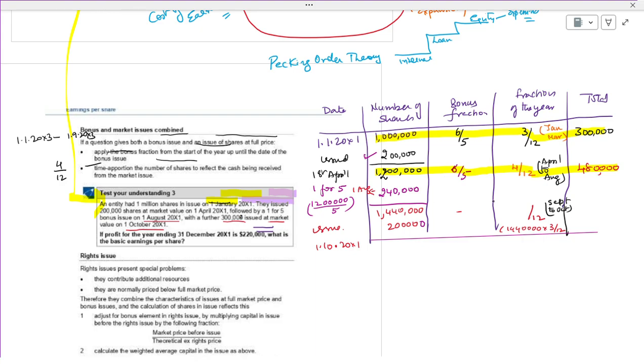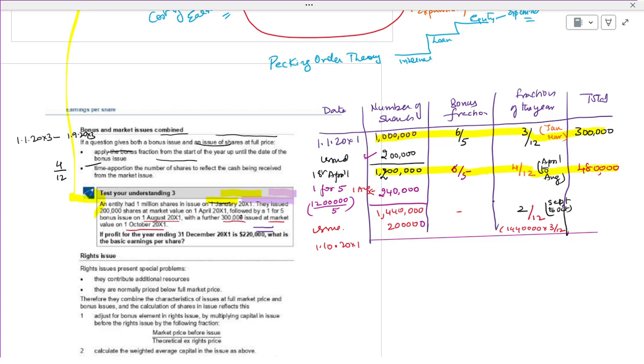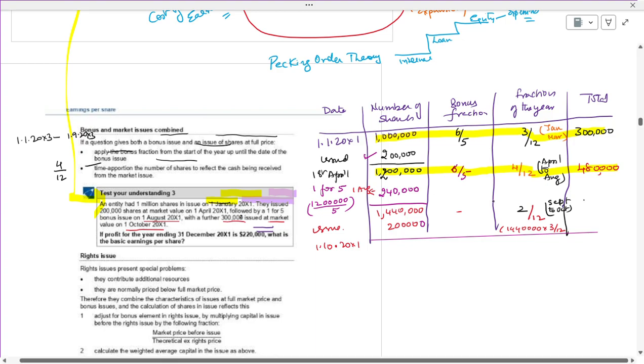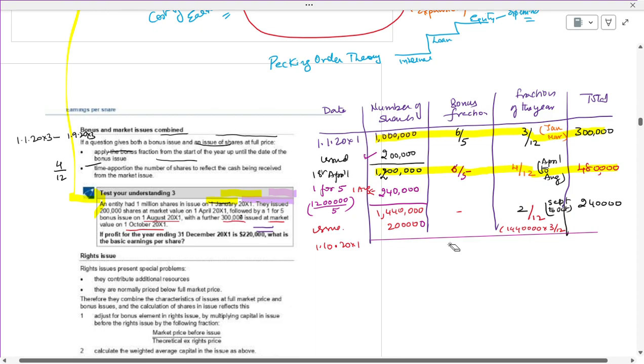Continuation is there. September to October. How much will you get? 2 months. 2 by 12. How much will you get? 2 by 12. Calculate how much you will get. 24,000. Is it?